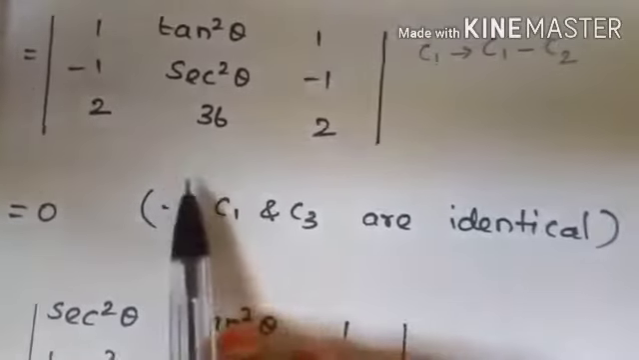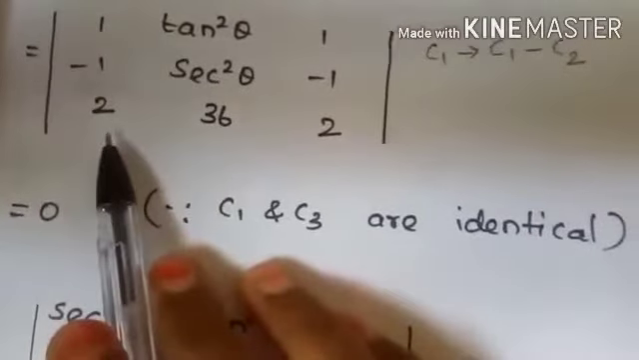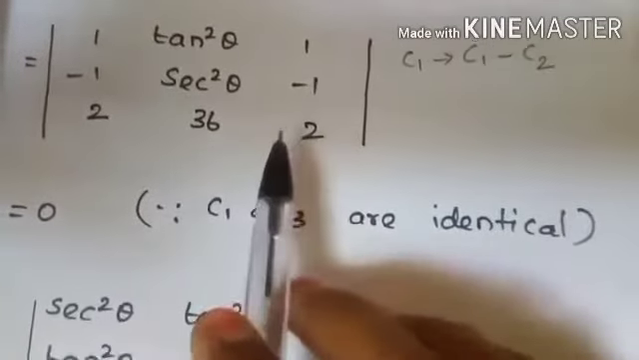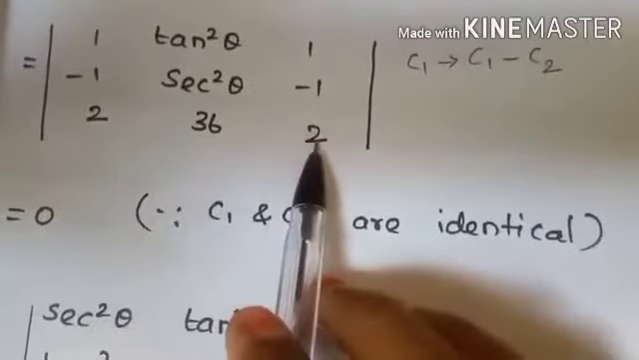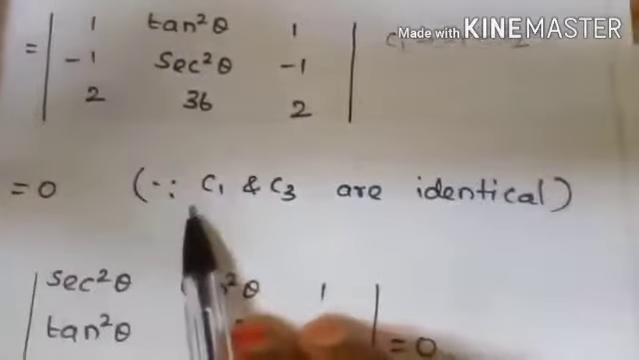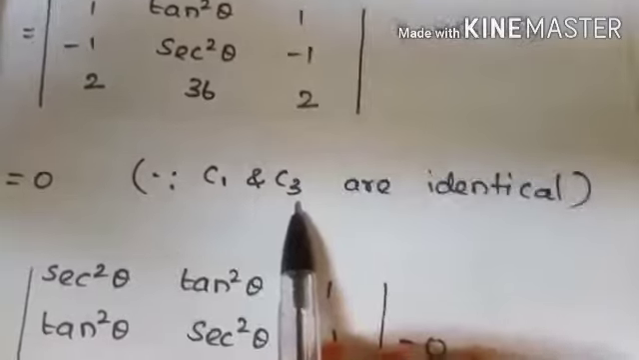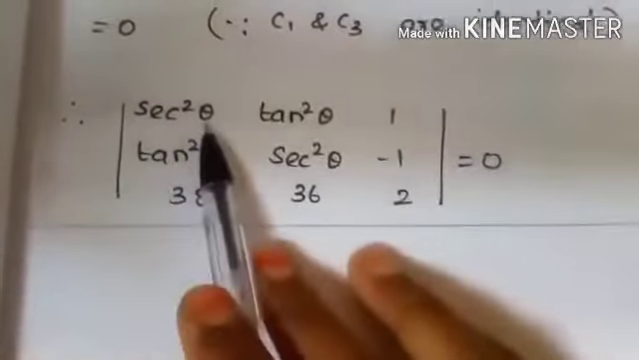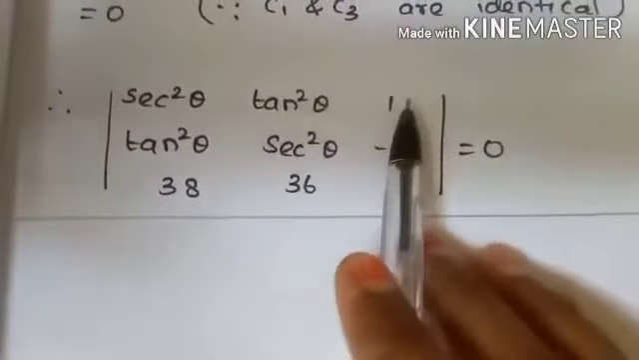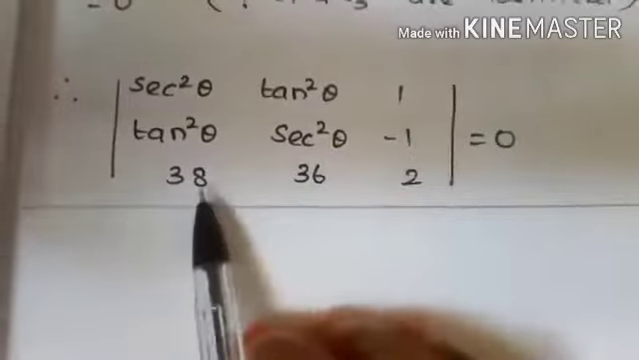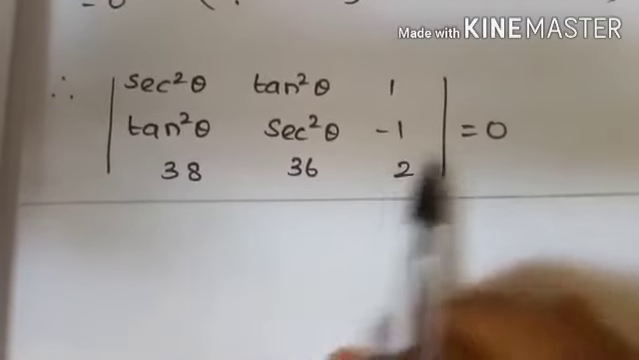Once again, by the property, in a determinant, if any two rows or any two columns are identical, then the value of the determinant is equal to 0. So therefore, this determinant is equal to 0 since C1 and C3 are identical. So the given determinant of secant square theta, tan square theta, 1, tan square theta, secant square theta, minus 1, 38, 36, 2 is equal to 0.